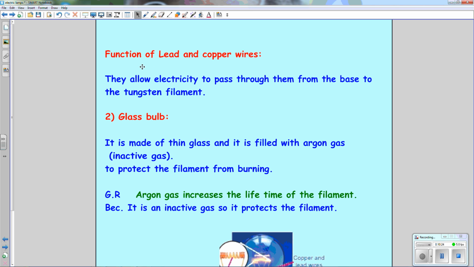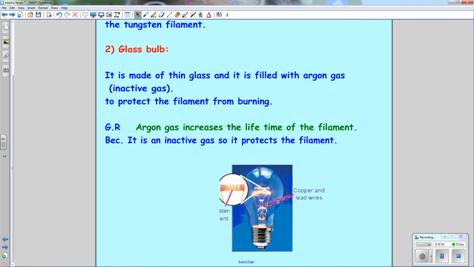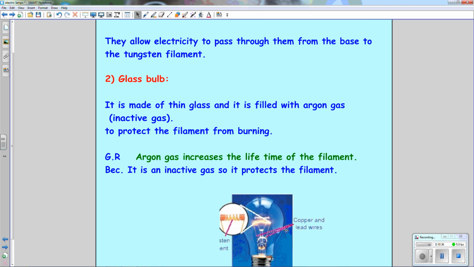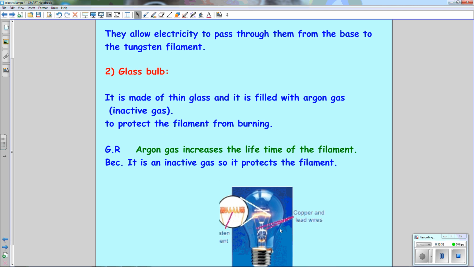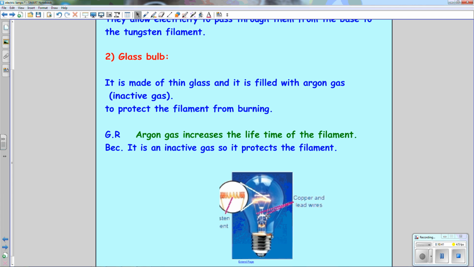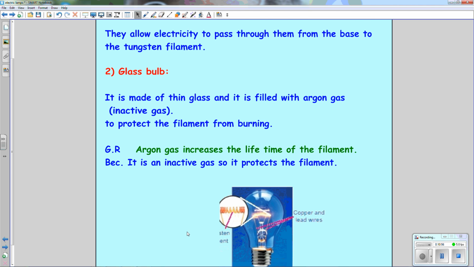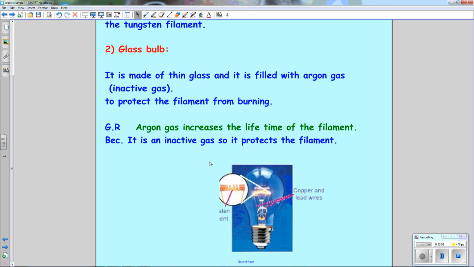What is the function of the lead and copper wires? They allow electricity to pass through them from the base. We said the base is connected to electricity. So they allow electricity to pass through them from the base to the tungsten filament. Right?